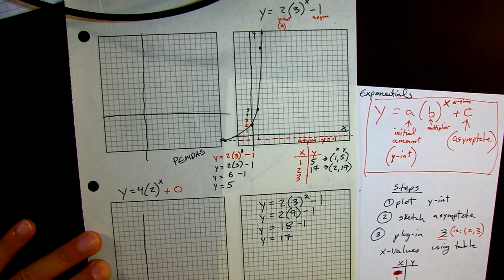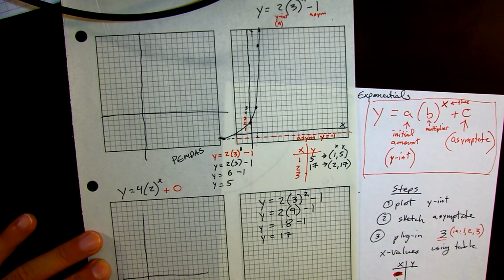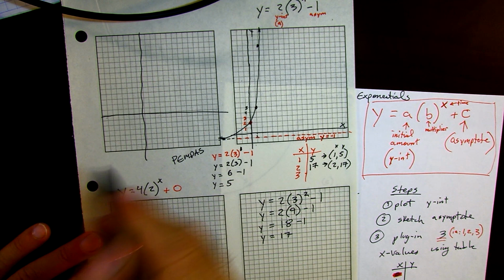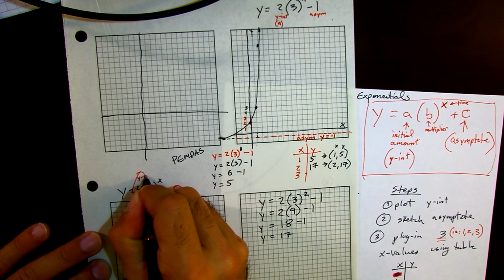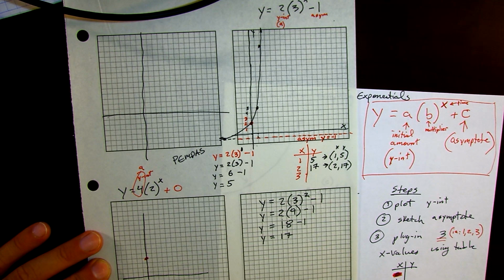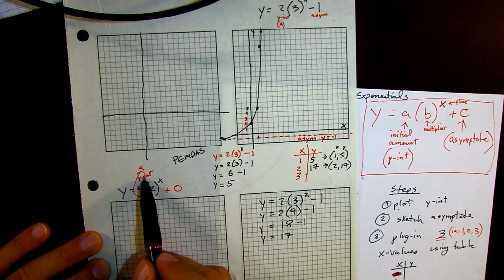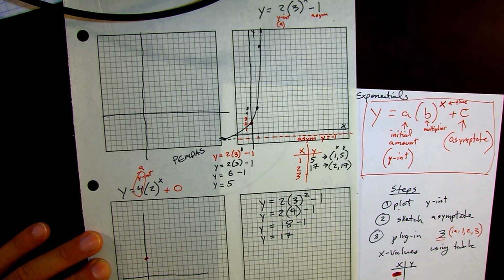So let's go ahead and graph a little better and towards the middle more. So I look here, same process, plot your y-intercept. The y-intercept is always our initial amount. Y-intercept, that's our A value. 4. 1, 2, 3, 4. So first step, plot your y-intercept. I did that here. 4 is my A value, and that's always my y-intercept. Now we need to do the asymptote. Sketch the asymptote. It's at 0.